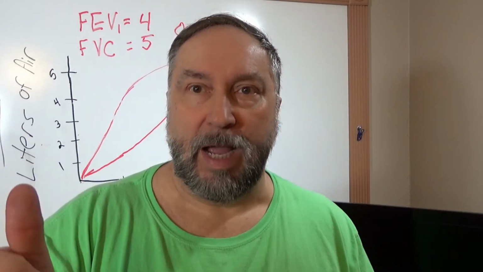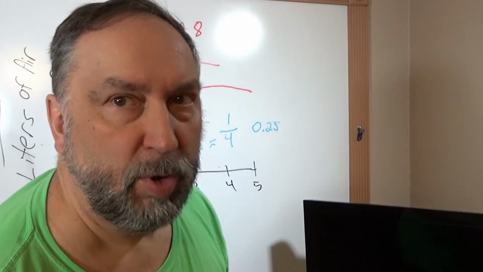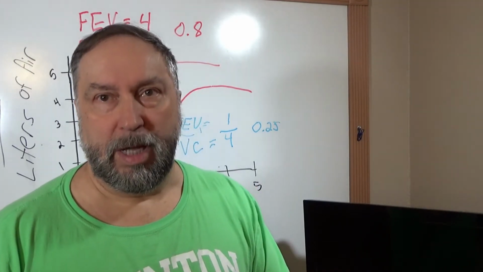So you're going by height, age, race, and gender, right? Those 4 things: height, age, race, gender. Those 4 things will give you a predicted value. And so then they take that predicted value, and normal will be at least 80%. At least 80% is normal.